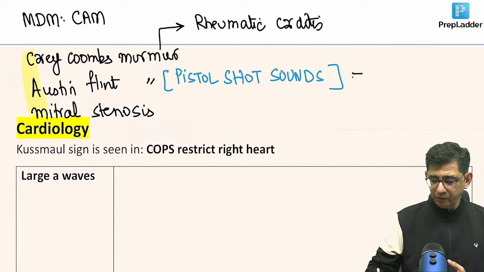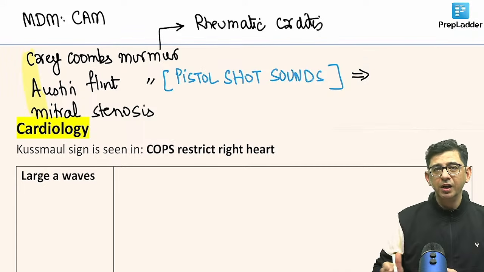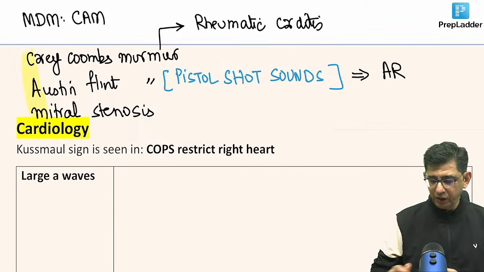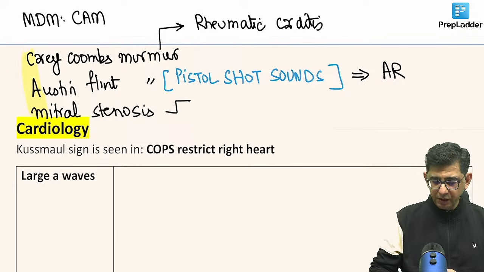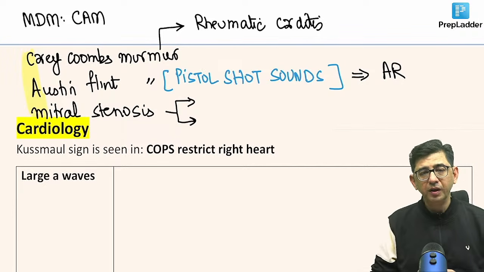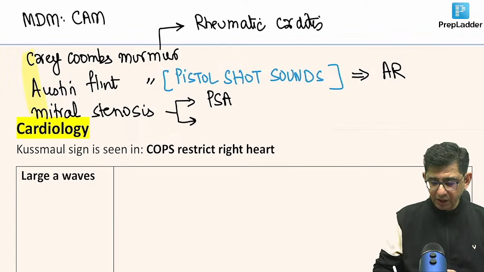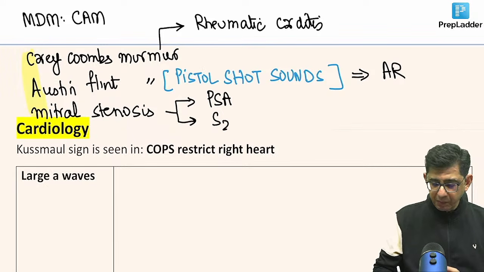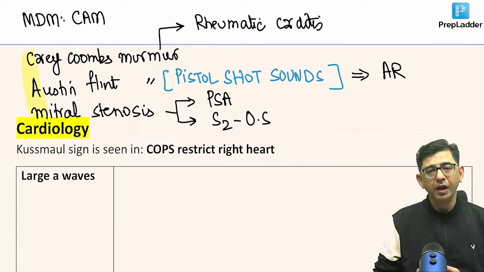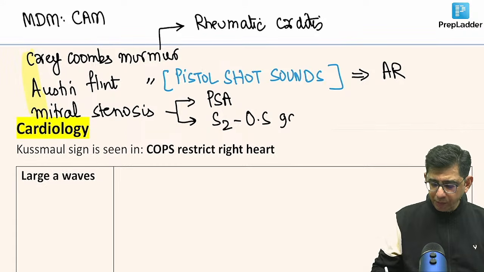Then is this classical murmur Austin Flint, which has been asked so many times in your exam, where there is a presence of pistol shot sounds. This would be a feature that is seen with valvular aortic regurgitation. And for mitral stenosis, actually, they have asked regarding two aspects, which I'll highlight. One, they've asked regarding the special finding of the murmur of mitral stenosis, which is the pre-systolic accentuation that can occur. I mean, the murmur would have a secondary spike. And second, they've asked in the last paper with respect to the severity of the murmur. And you are aware that the severity is inversely related to the S2 and opening snap gap.